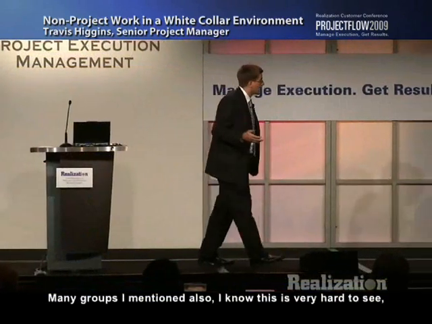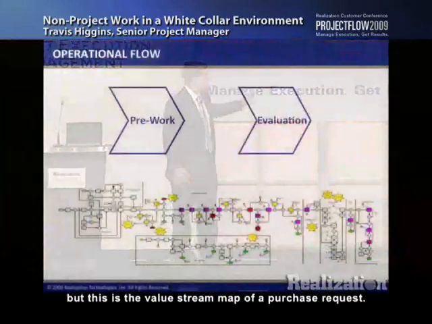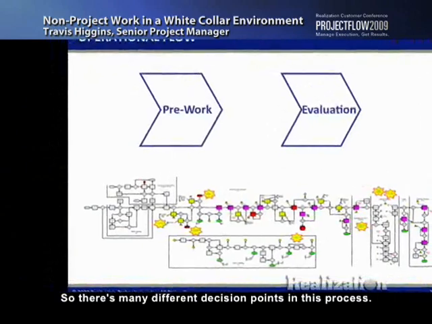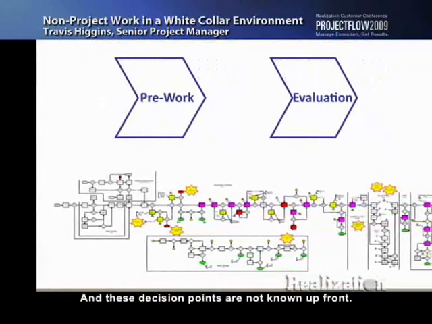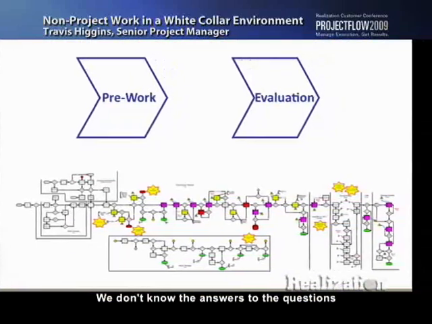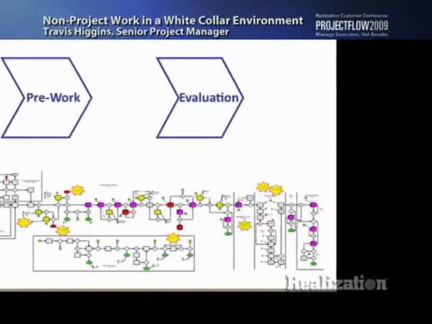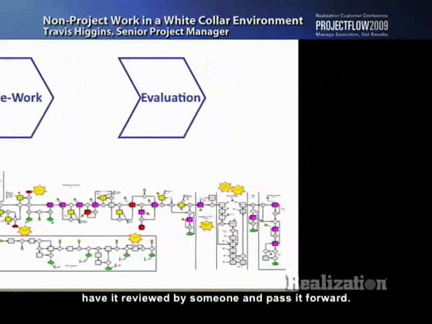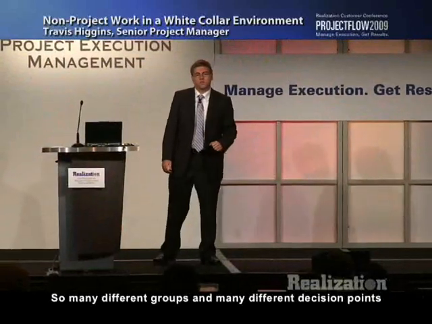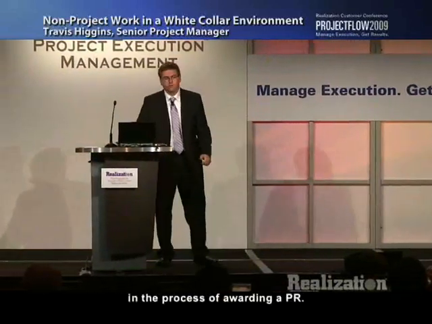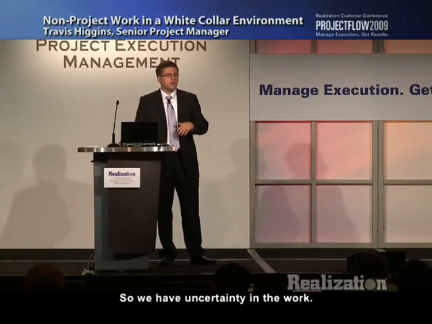Many groups, I mentioned. Also, I know this is very hard to see, but this is the value stream map of a purchase request. So there's many different decision points in this process, and these decision points are not known up front. We don't know the answers to the questions at each one of these decision points until we get that PR, have it reviewed by someone, and pass it forward. So many different groups and many different decision points in the process of awarding a PR. So we have uncertainty in the work.